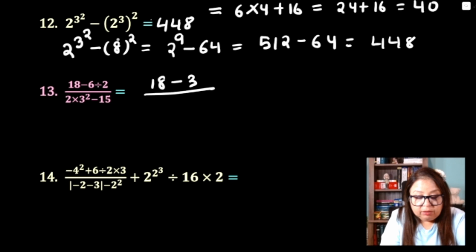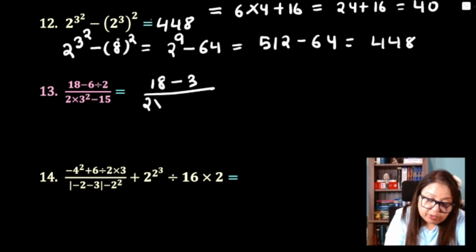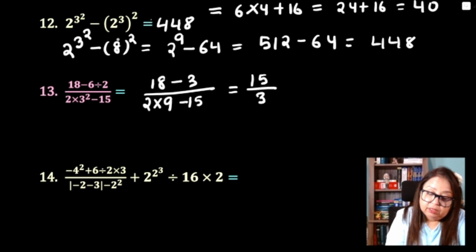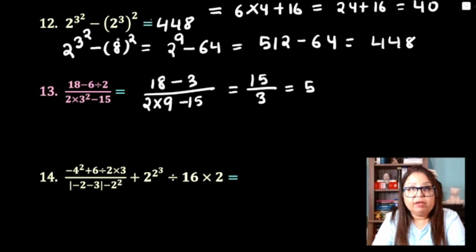And in the denominator we have an exponent. So we're going to perform the exponent first, and 3 squared gives us 9. And there's minus 15. What do we get? 18 minus 3, that is equal to 15. In the denominator, we have 2 times 9, which is 18. 18 minus 15 is 3. 15 divided by 3 is equal to 5. So the answer is 5.